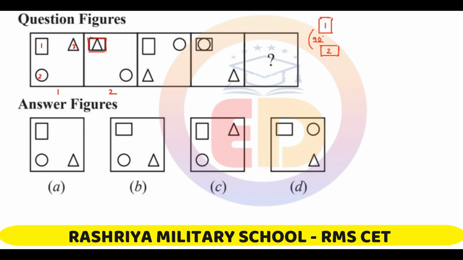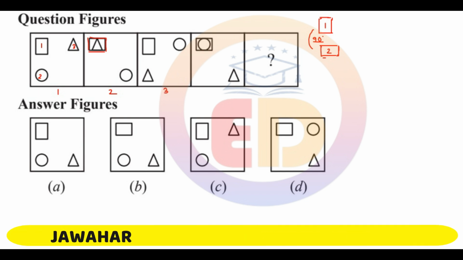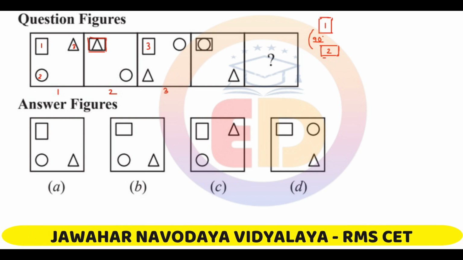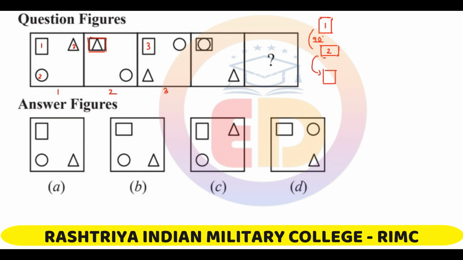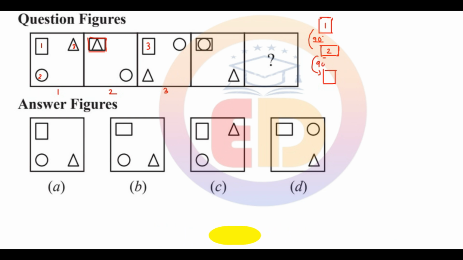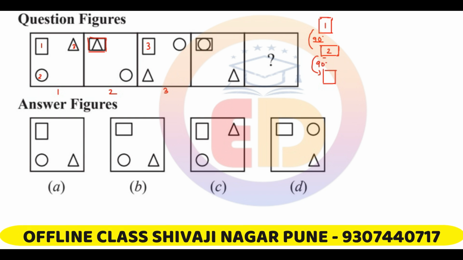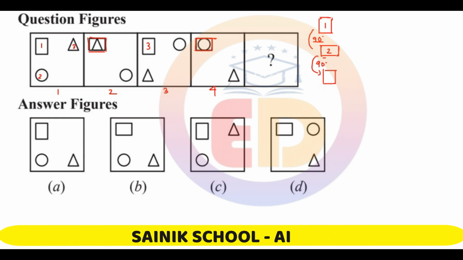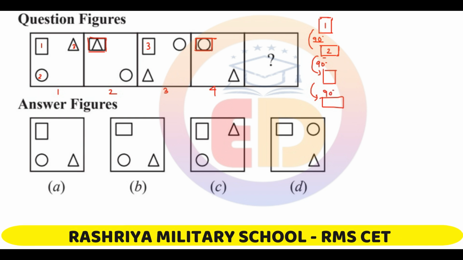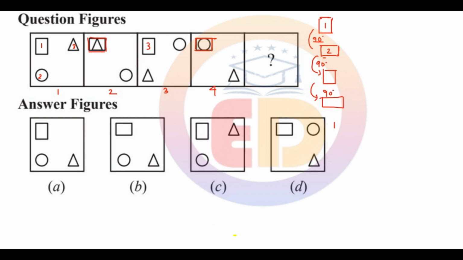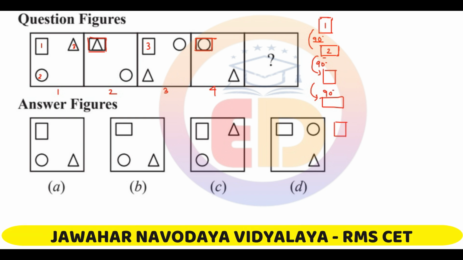It was first standing, now it is a sleeping rectangle. In the third shape, it again became a standing rectangle. So you can say it is again a change of 90 degree. From sleeping to standing, it is a 90 degree movement. In the fourth shape, again it became a sleeping rectangle, a 90 degree change. So in the answer figure, from a sleeping rectangle, it should become a standing rectangle. This should be the answer figure here.